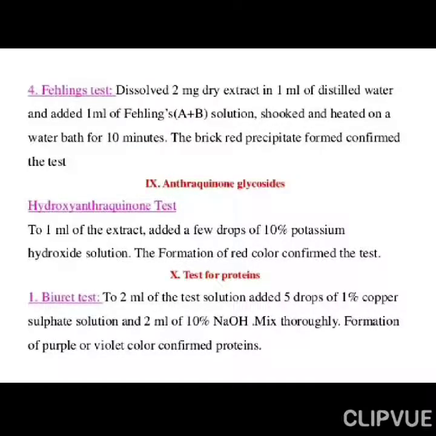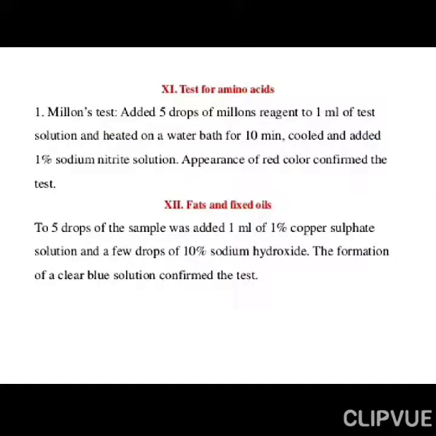is confirming. Test for protein, Biuret test: to 2 ml of the test solution, add 5 drops of 1% copper sulfate solution, add 2 ml of 10% NaOH and mix thoroughly. Formation of purple or violet color confirms the presence of protein. Test for amino acids, Millon test: add 5 drops of Millon's reagent to 1 ml of the test solution, heat in the water bath for 10 minutes, cool, and add 1% sodium nitrite solution. Appearance of red color confirms the test.